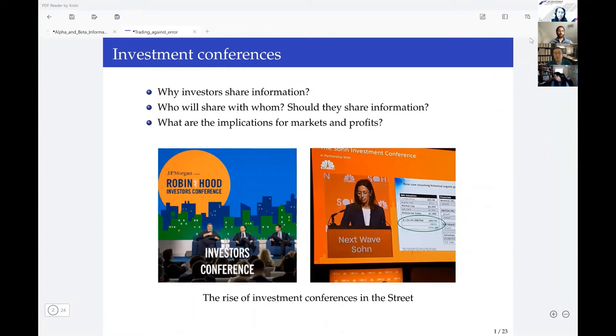Think about two investors, one is H, the other is L. H means an investor whose information precision, or information quality, is high. L is the investor whose information quality is low. We show that in equilibrium, information flows from L to H, not from H to L. If you allow them to share information, information is shared from L to H. That's the first surprising result.